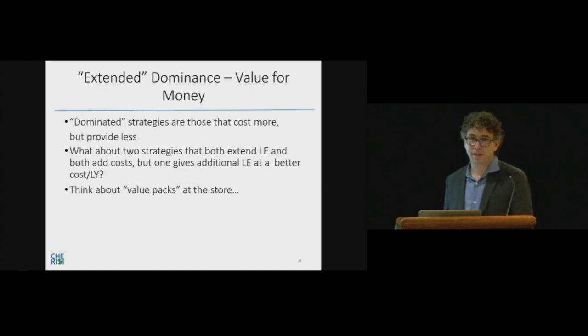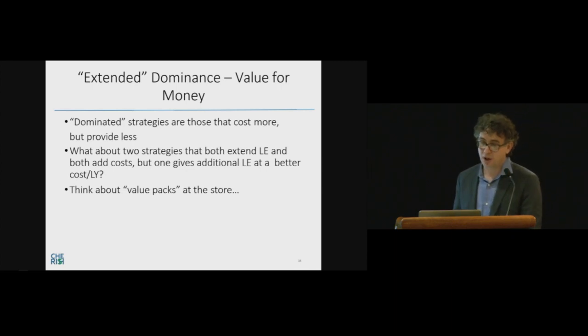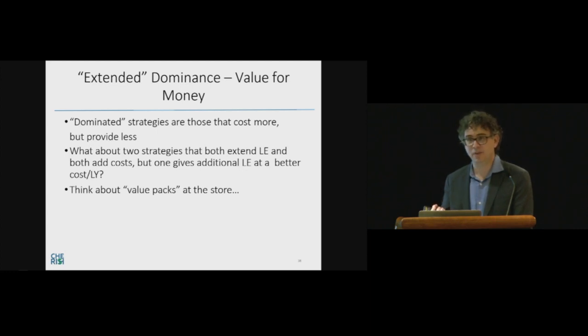So this is the mechanism of extended dominance, right? In general, dominated strategies are strategies that cost more but provide less. But what about two strategies that both do provide life expectancy and both add cost? So that's where we usually see ourselves. But one gives additional, even better life expectancy, and it does that at a lower cost per life year saved or per QALY saved, right? So you're basically getting more, and you might be spending more, but you're actually spending less per unit, right?